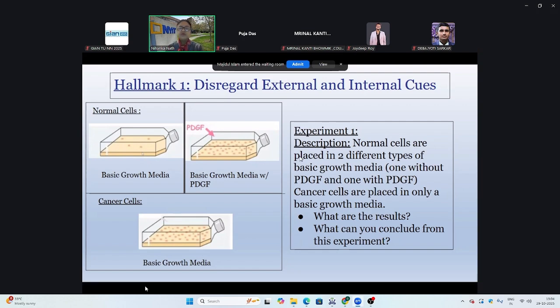Oh, why is my sharing paused? What happened? It says my sharing is paused. Are we okay?